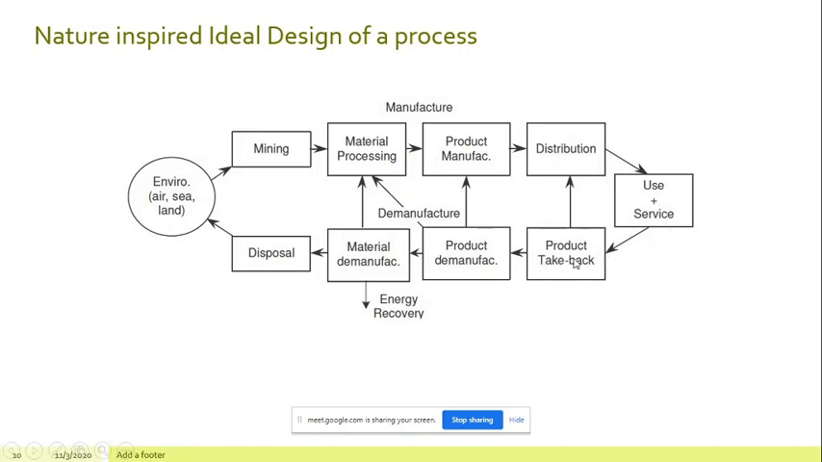Like, if we take the product back, can I make some minor changes and then again distribute it, and then it will be used again? Or can I send it to product demanufacturing and then to product manufacturing, and with some changes make it into that cycle again? Or by demanufacturing into a material processing center and then manufacturing it again for use? Or just simple material demanufacture like that done in thermoplastics, which is reused and then the product is manufactured again, or just disposal back to the environment.